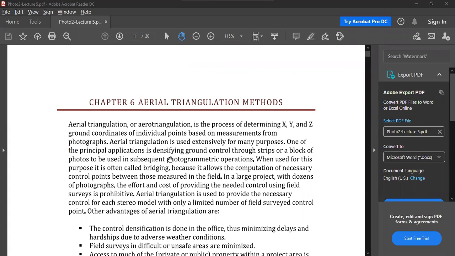So we're gonna touch on aerial triangulation methods today, and aerial triangulation is really synonymous with the triangulation that we know, in the sense that the objective is to extend control. So what do we mean by extend control? To extend control is to increase the number of controls within an area in such a way that you cover a larger extent, or reach places where you couldn't have reached.